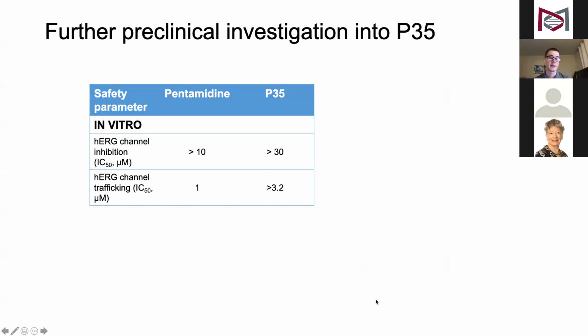Also very important, and something that I noted previously, hERG channel inhibition. We compared pentamidine with our P35 analog in 2 assays looking at effects on the hERG channel. In a hERG channel inhibition assay, we did not see significant inhibition of the hERG channel by pentamidine or P35. But what's most encouraging is that in a hERG channel trafficking assay, pentamidine has an IC50 value of about 1, whereas we were not able to observe any hERG channel trafficking changes in the highest concentration of P35 testing.